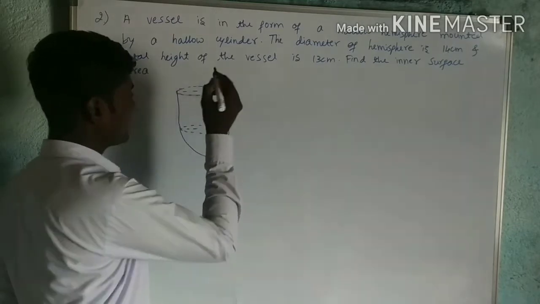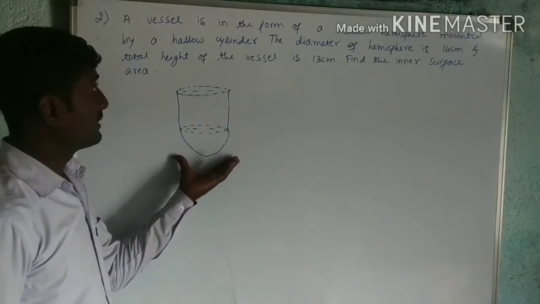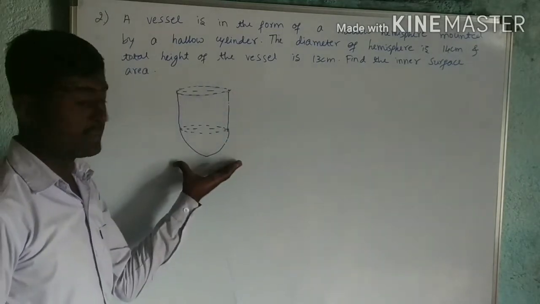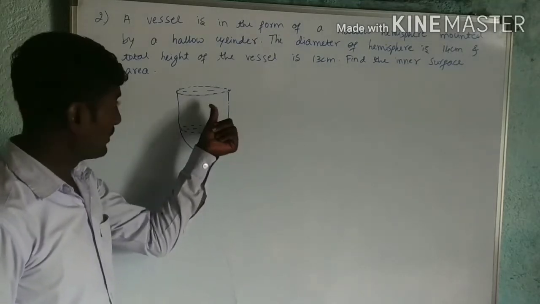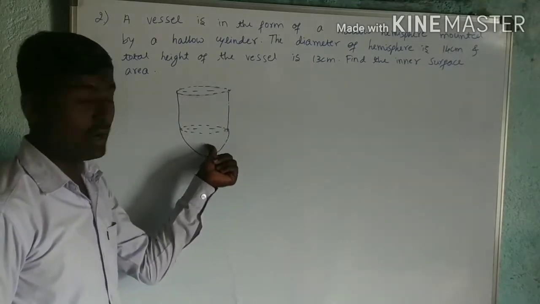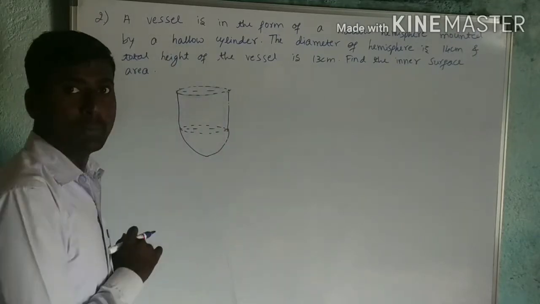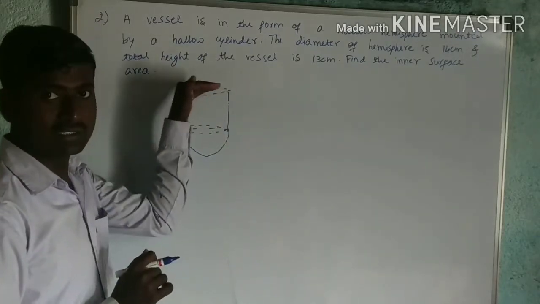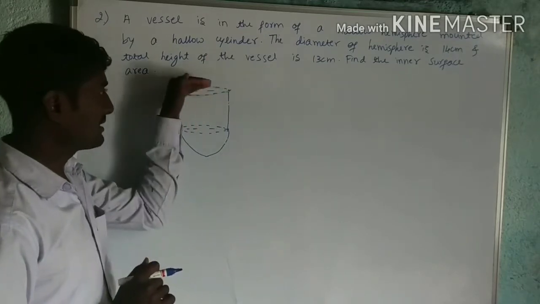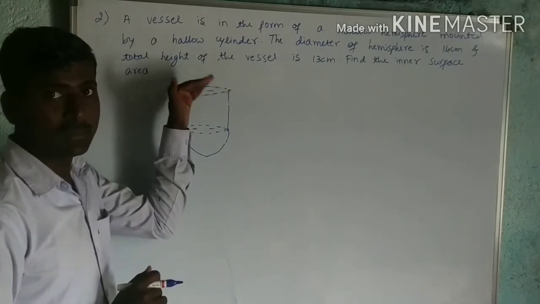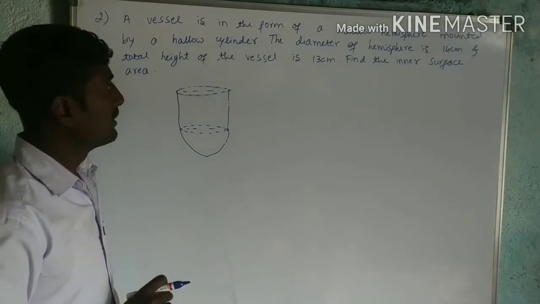Now this is what? Cylinder. This is a solid formed. This is hollow. This is also hollow. Hollow means both are open. This is also open and this is also open. There is no close. There is no packed. That is, the top of the cylinder is not open.